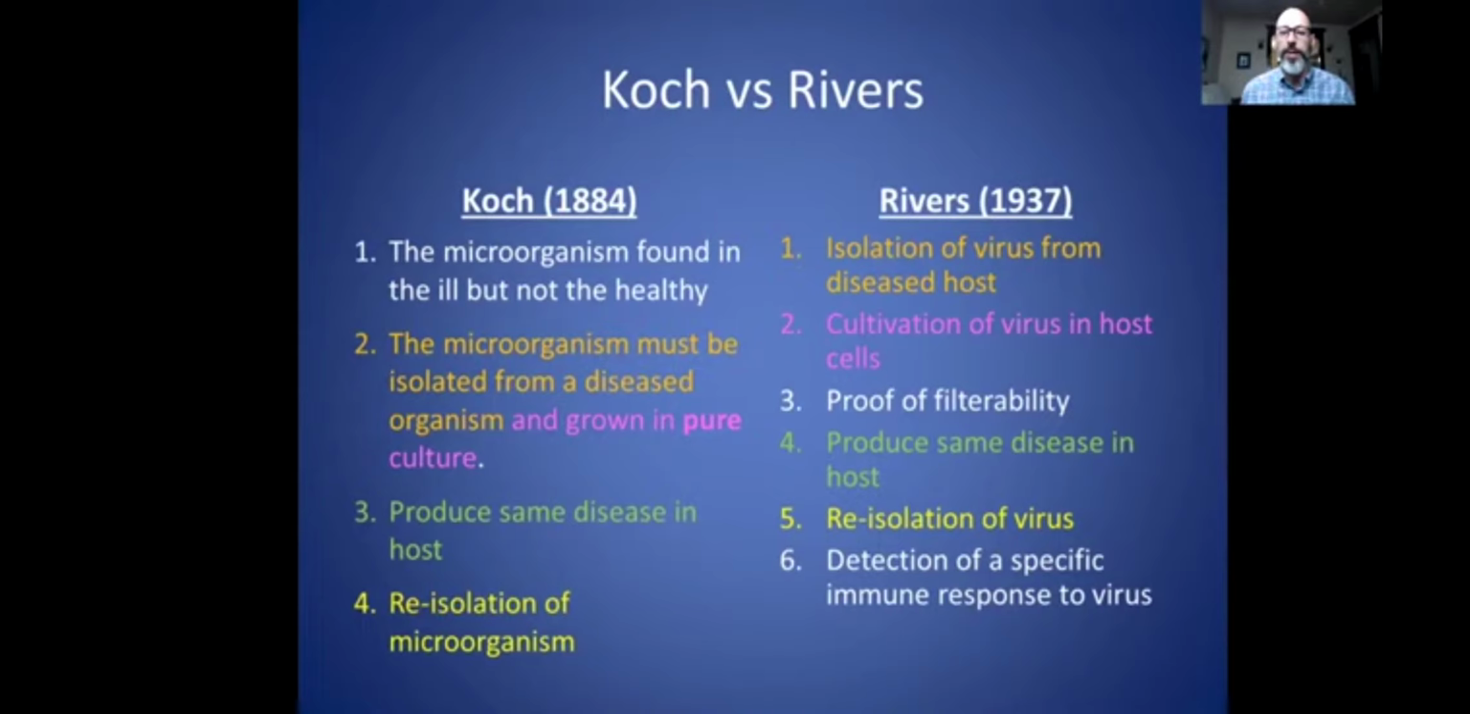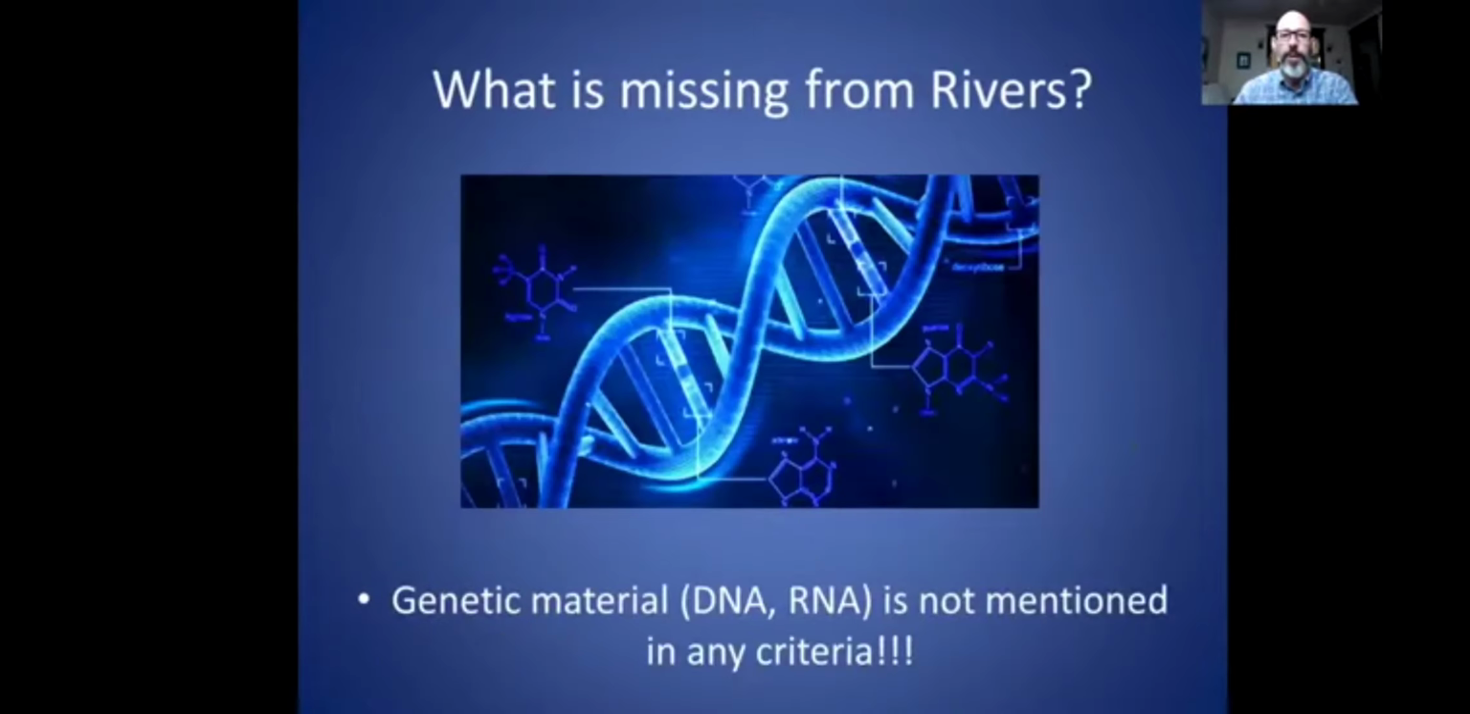Then the fifth criterion is re-isolation of the virus. So from the person that you produced the disease in, you can once again isolate that particle or agent. And then finally, the detection of a specific immune response to the virus. And this is much more difficult to prove because of the specificity issue, but I'm not going to really cover that very much during this talk, because in my opinion, it is the least important of the criteria.